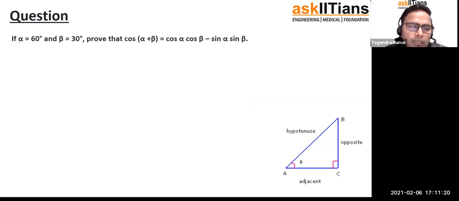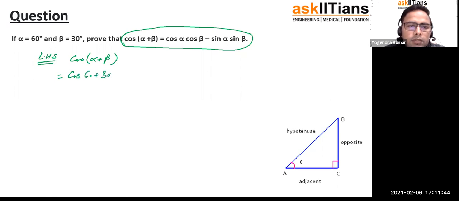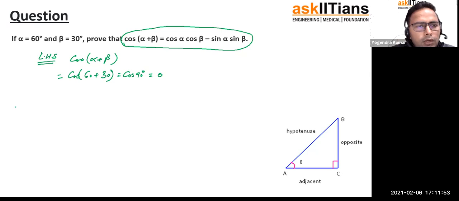So alpha is 60, beta is 30, and prove that this is equal. This is one of the identities which you will be learning later on. So the LHS part is what? Cos of alpha plus beta, which is cos of 60 plus 30. Cos of 90. And cos of 90 is how much? 0. Now RHS.